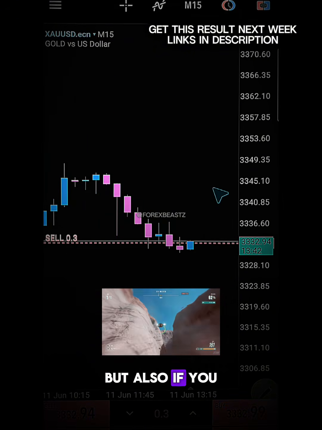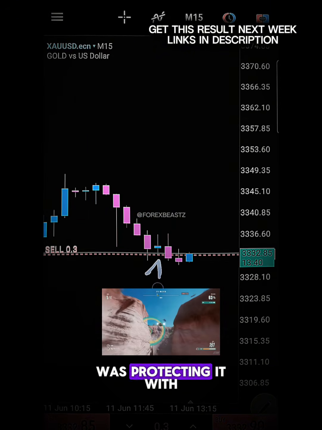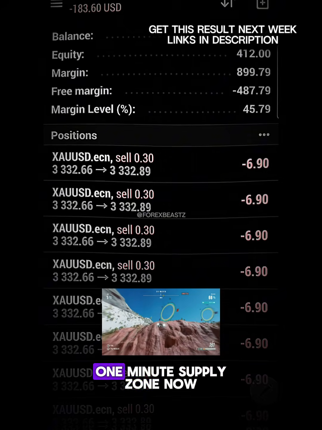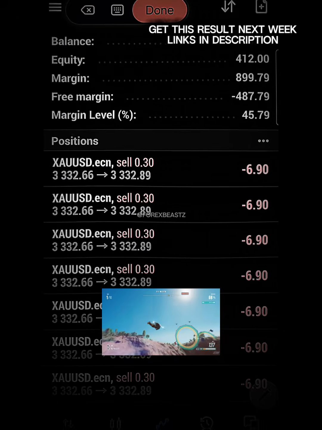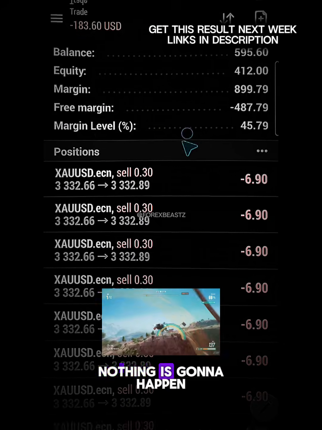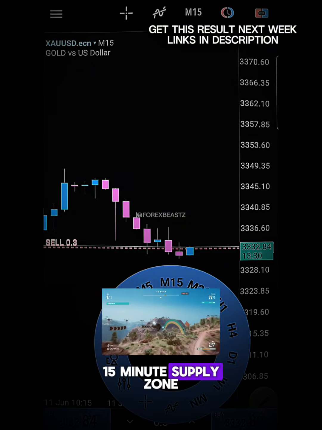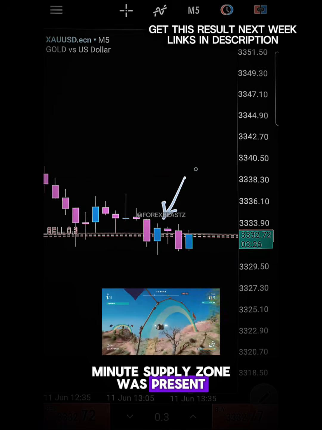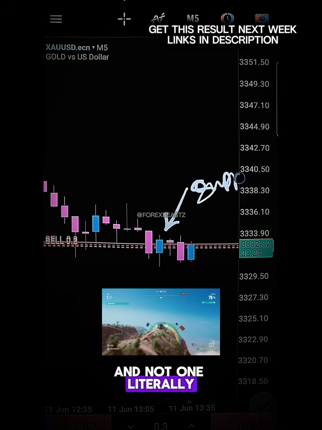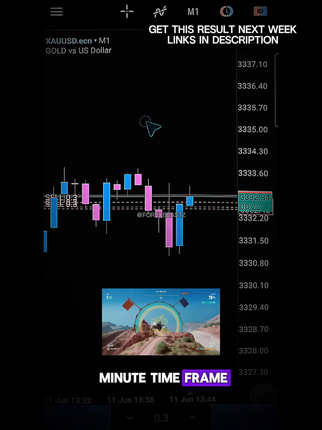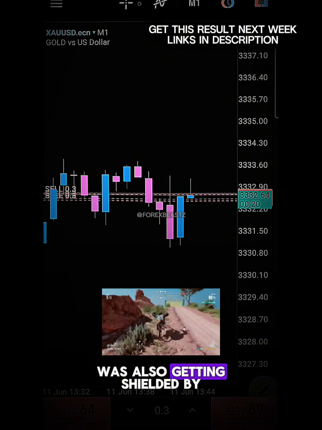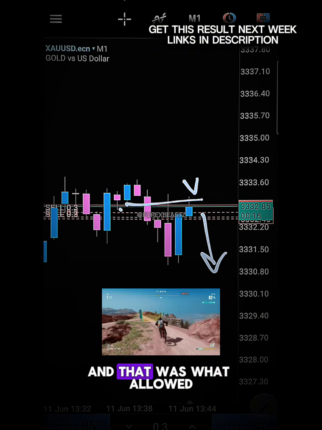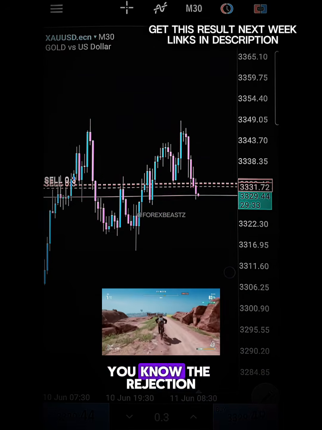But also, if you look at that point there, you can see I was protecting it with a supply zone also, and that's the 15-minute supply zone. When it's a 1-minute supply zone, then you can see nothing's going to happen. But this is a 15-minute supply zone, and even a 5-minute supply zone was present, and not one, literally two. And on the 1-minute time frame, you can see price was also getting shielded by another supply zone there, and that was what allowed the rejection to happen.